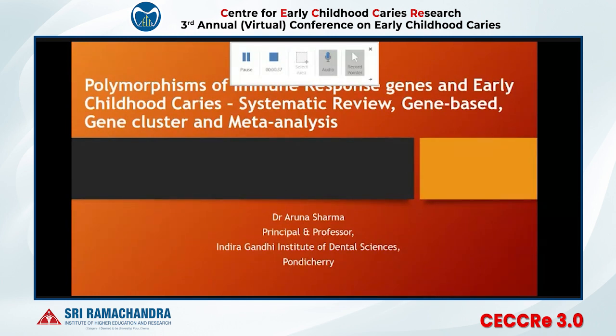The characteristics of any individual are determined by the sequence of these bases across the DNA molecule, and any change in the sequence of these bases can not only change the characteristics of the individual but can also alter the susceptibility to disease. Today, I am presenting the findings of my systematic review titled Polymorphisms of Immune Response Genes and Early Childhood Caries: Systematic review, gene-based, gene cluster, and meta-analysis.